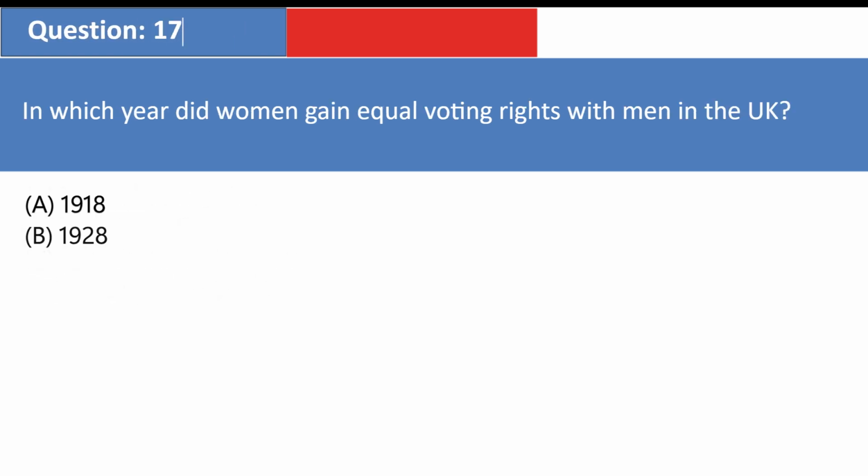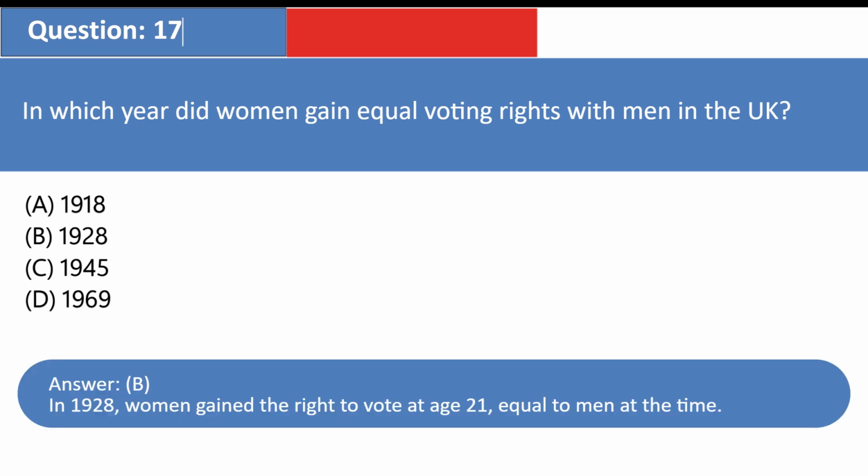In which year did women gain equal voting rights with men in the UK? A. 1918. B. 1928. C. 1945. D. 1969. Answer: B. In 1928, women gained the right to vote at age 21, equal to men at the time.